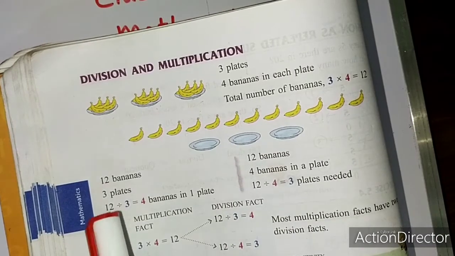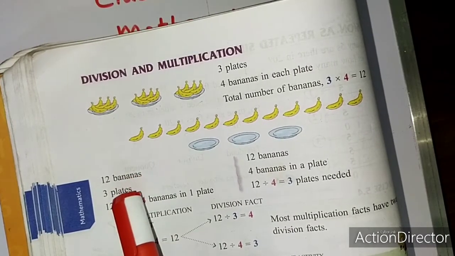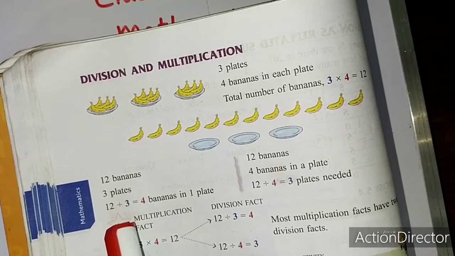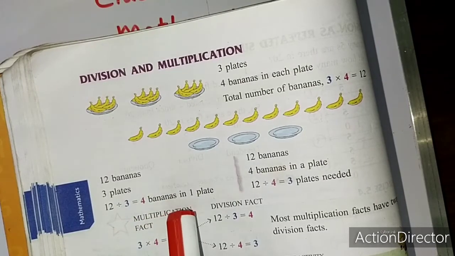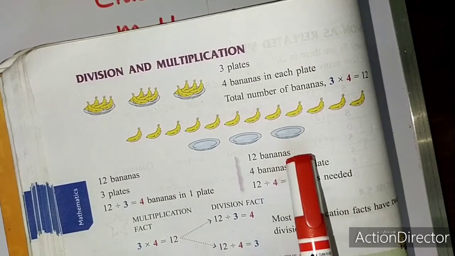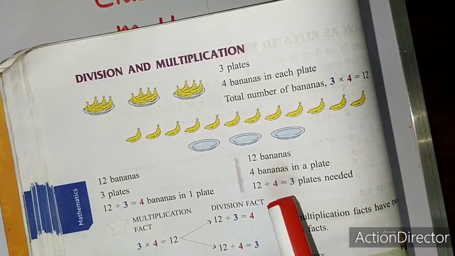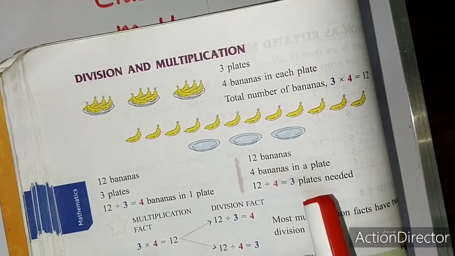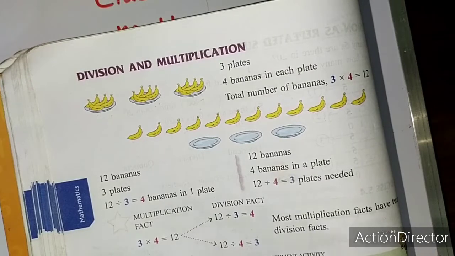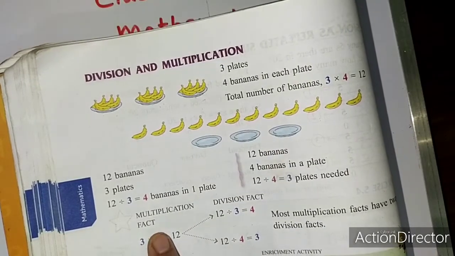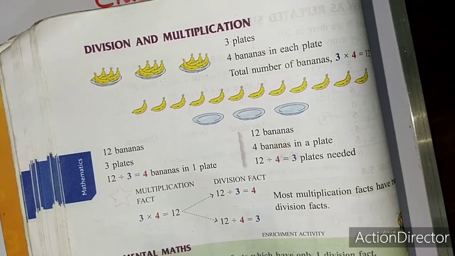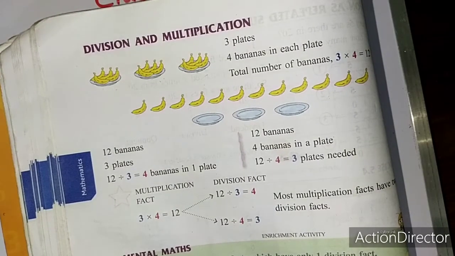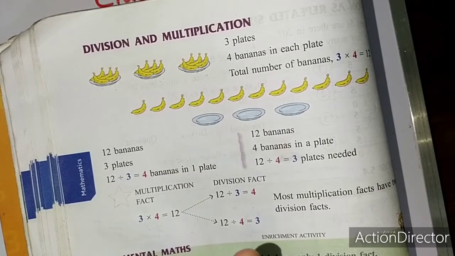See here, 12 bananas, 3 plates, that is 12 divided by 3, we get 4. 4 bananas in one plate, and 12 bananas divided by 4 is equal to 3 plates. So for every multiplication fact we have 2 division facts. For one multiplication fact we have 2 division facts.